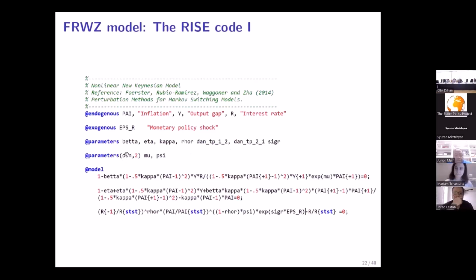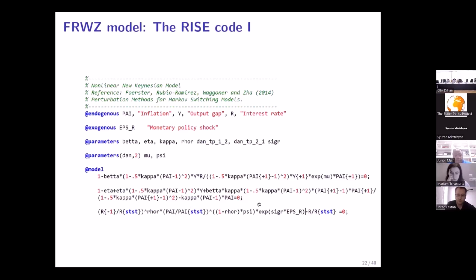Here, the first thing to do is to give a name to the Markov process controlling the switching parameters. Here, I've called it Dan. And Dan here has two states. This is what this says. And Dan controls the behavior of mu and psi, which means that mu and psi move in lockstep. Dan gives rise to transition probabilities from going from state 1 today to state 2 tomorrow, and from state 2 today to state 1 tomorrow. And then we have the model equations, and then we declare the equations.